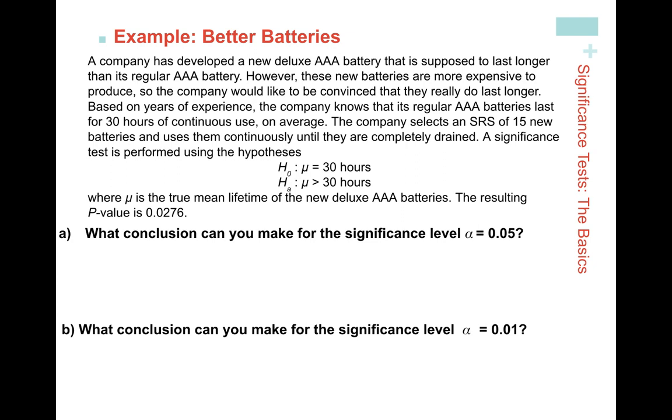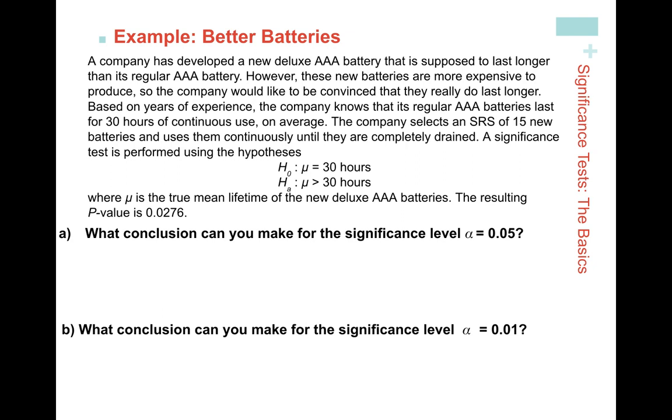The new batteries are no different than the old batteries, right? So mu equals 30 hours. What is mu? Mu is the population mean for the new batteries. We already know that mu equals 30 for the old batteries, but our question of interest is, are the new batteries better than the old batteries?